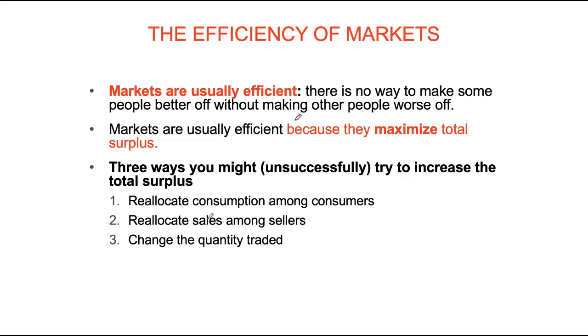In order to see if total surplus is really maximized at equilibrium, or in other words, if the market is really efficient at the equilibrium point, we can try some alternatives. We can see what happens to total surplus by reallocating consumption. We can also see the impact of reallocation of sales on total surplus. And lastly, we can see how total surplus or efficiency is affected if we change the quantity that is being traded in this market. So let's go over them one by one.